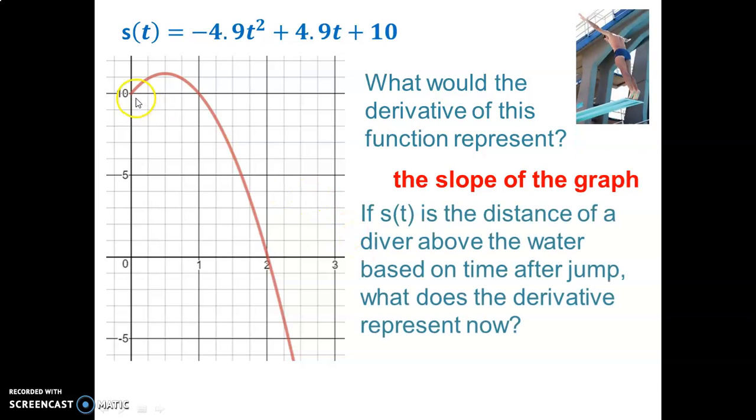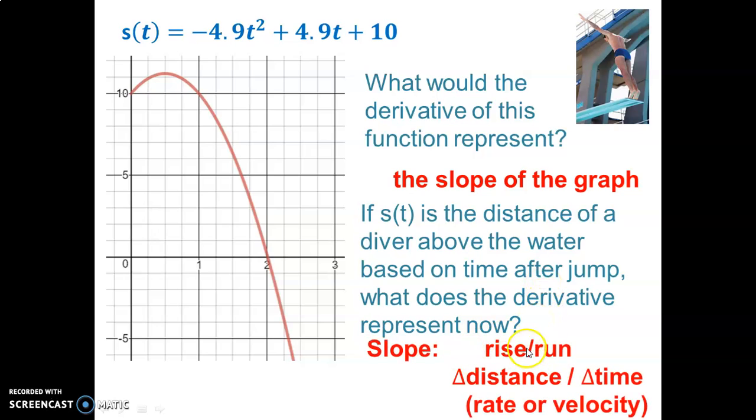Okay, let's say then we're told that this function is the distance a diver is above the water based on the time after their jump. What does the derivative represent now? Well, the derivative represents rise over run, which is slope, right? But now we're talking about distance, change in distance over change in time, which is a rate or velocity. So again, we're talking about how much this distance changes in relation to x values, the time. So it's a rate of change, it's distance over time.